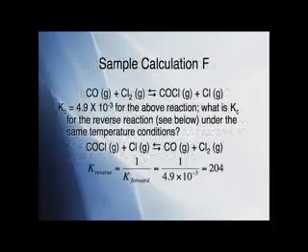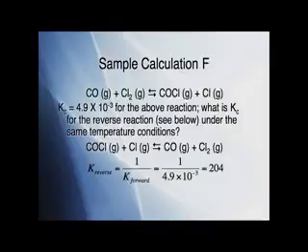Now, one more calculation that we're going to do, sample calculation F. We're going to use the same reaction we've been using, where carbon monoxide gas plus chlorine gas is in equilibrium with COCl and Cl gases. Our Kc for this is 4.9 times 10 to the negative third, and we want to find what Kc would be for the reverse reaction under the same temperature conditions. So if we flip this reaction and started with COCl and Cl as our reactants forming CO plus Cl2, what would K be for that?